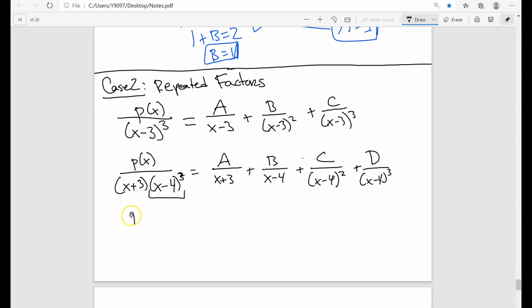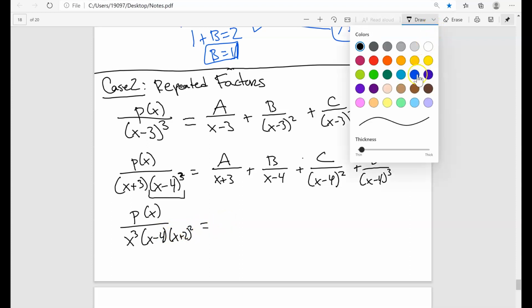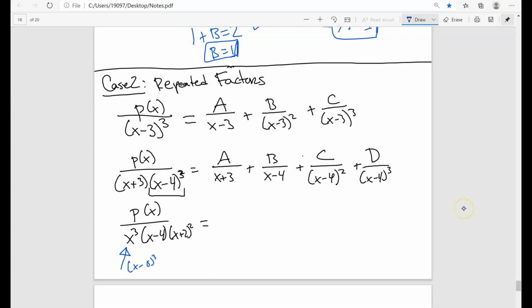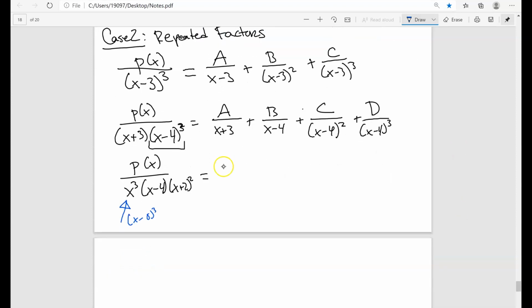One to watch out for, you might sometimes get something like x cubed, x minus 4, and then x plus 2 to the squared. This value right here, and this is where the most mistakes happen, is still repeated because you can write this as x minus 0 to the third power. So the partial fraction is going to be a over x, that's the first, b over x squared, then c over x cubed. So that satisfies this guy.